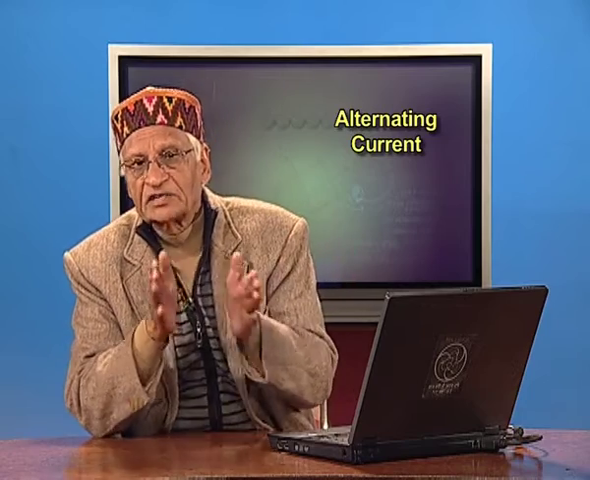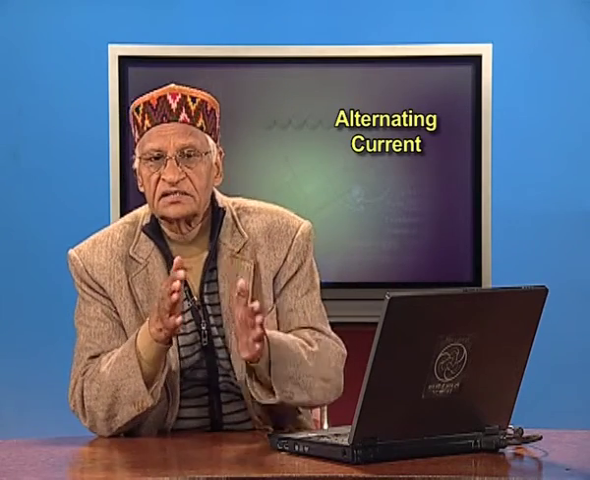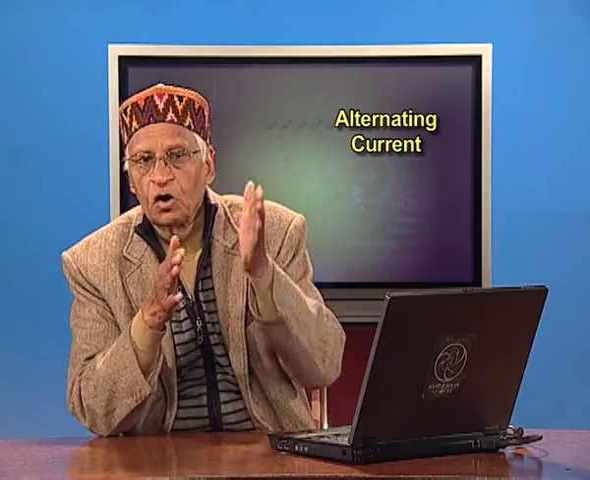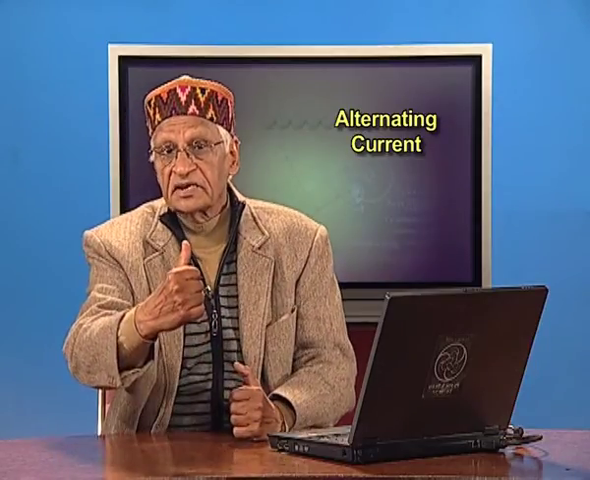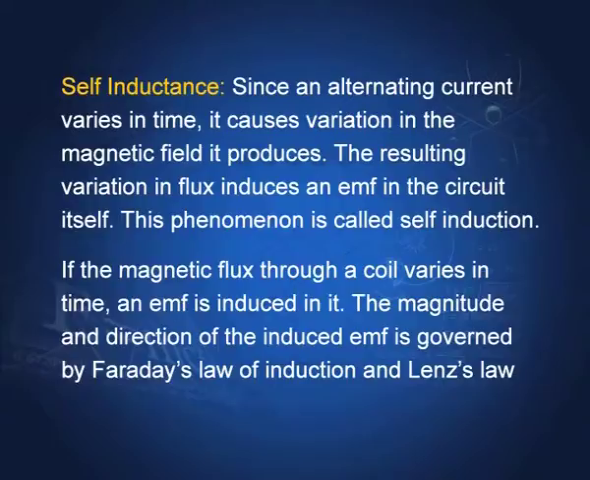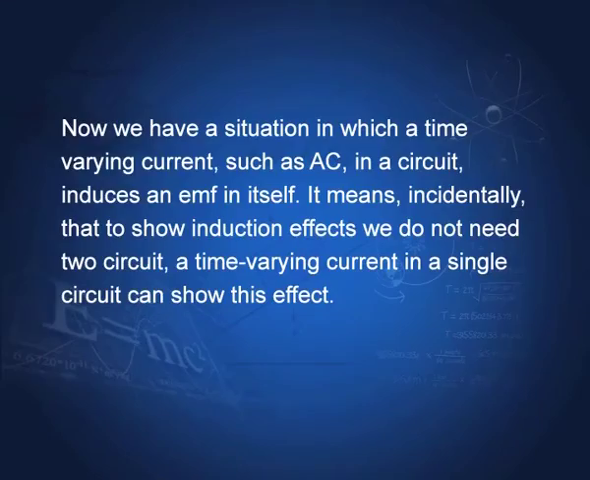And because of Faraday's law and Lenz's law, there is a production of an EMF which is in the direction opposite to the direction in which the current is flowing through a wire. Such a production of EMF is called back EMF. It resists the flow of current through the wire because of Lenz's law. Now, we have a situation in which a time varying current such as AC induces an EMF in itself. It means incidentally that to show induction effects we do not need two circuits.